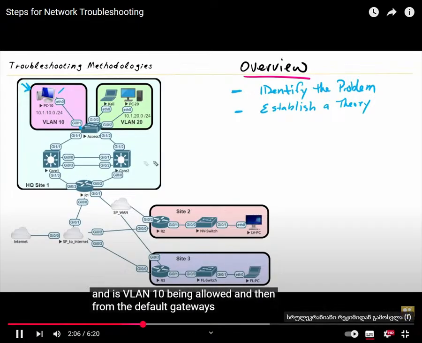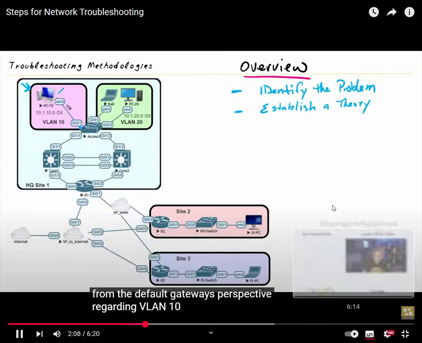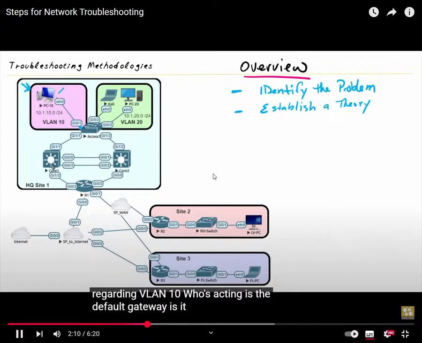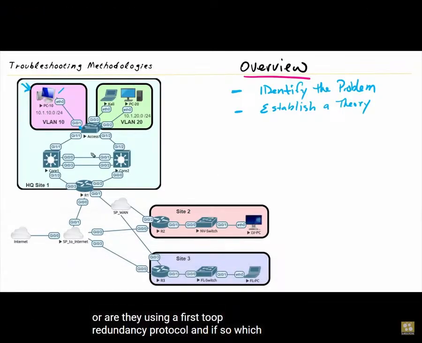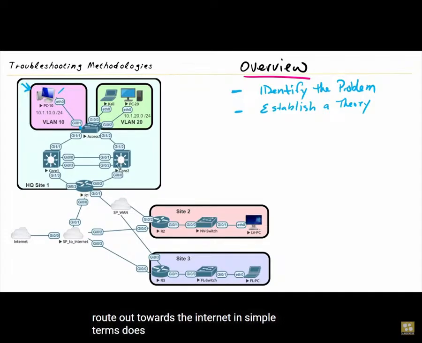And then from the default gateway's perspective, regarding VLAN 10, who's acting as the default gateway? Is it Core 1 or Core 2? Or are they using a first hop redundancy protocol? And if so, which one of these two devices is acting as the active device? And does that device, acting as the default gateway, have a route out towards the internet? In simple terms, does it know how to forward?